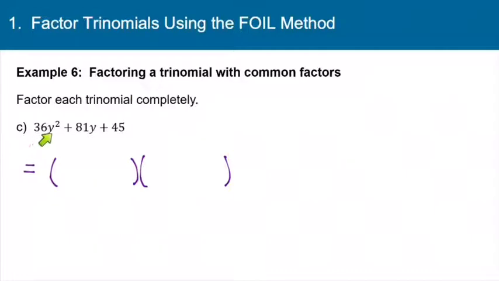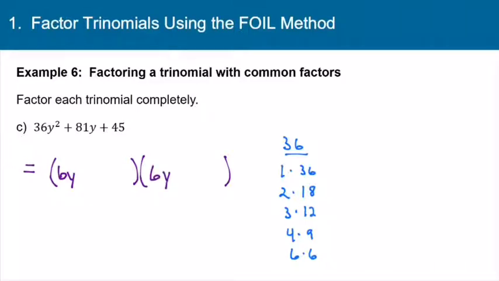And you would say, okay, this is going to be hard, but 36 is going to be either 1 times 36 or 2 times 18 or 3 times 12, 4 times 9 or 6 times 6. And that is a lot of factors to try. But let's just start with 6 times 6. So we'll have 6y times 6y. The signs are going to need to be the same, both plus.